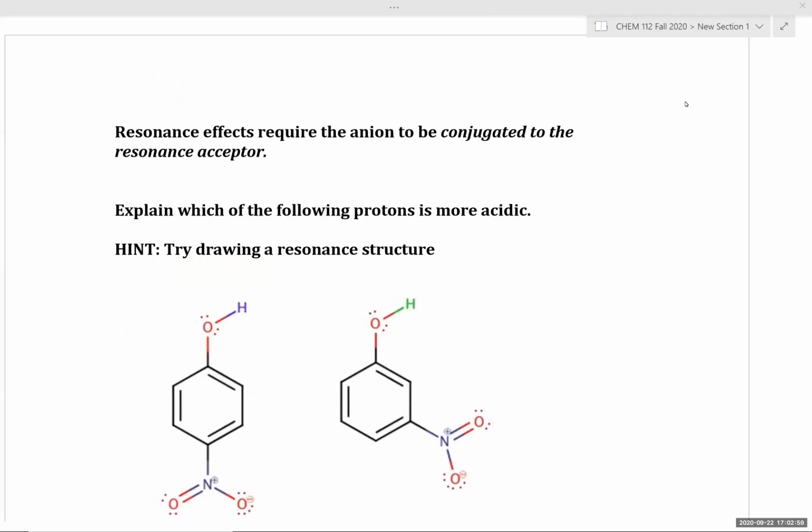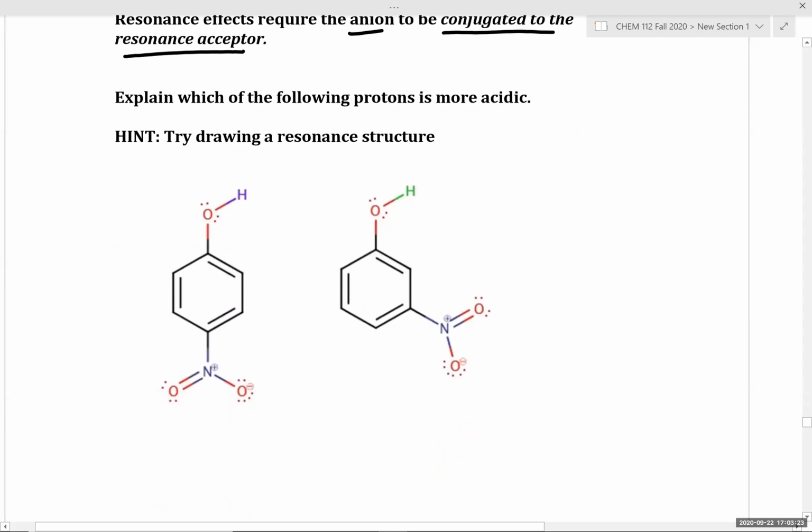So when we last left off our discussion, we were noting resonance effects on proton acidity. And often the most dramatic resonance effects occur when your anion is directly conjugated to a resonance acceptor. So you not only have delocalization of your electron density, but delocalization of your electron density onto a very electronegative or electron deficient atom. So let's compare the following two structures.